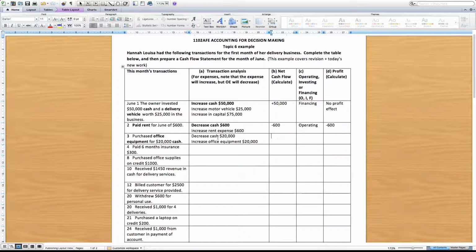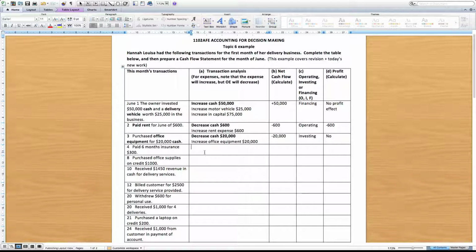So our net cash flow, again, we're after the effect that has cash in it. So cash is decreasing by $20,000. So minus 20,000. Now office equipment is what's going to help us classify this cash flow. So office equipment is a non-current asset. So non-current assets we know belong in our investing activities. Impact on profit, well, are we dealing with an expense? Are we dealing with a revenue? No, we're not. So that means we have no effect on profit.